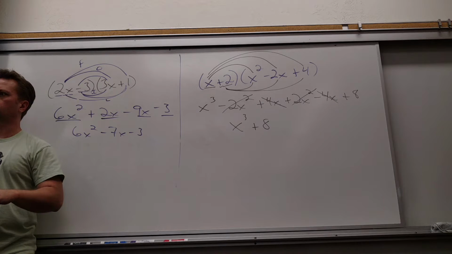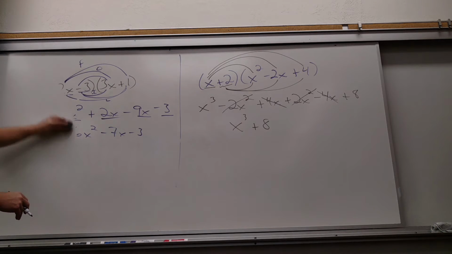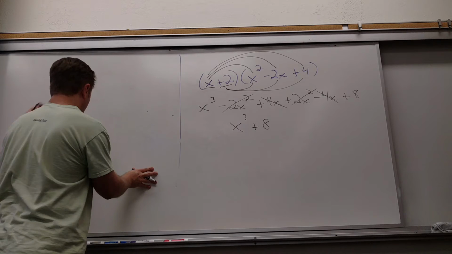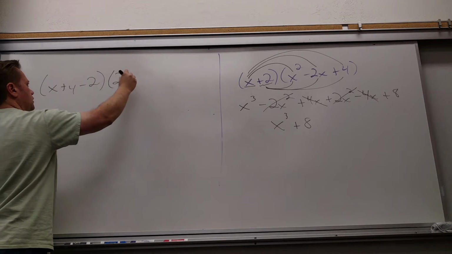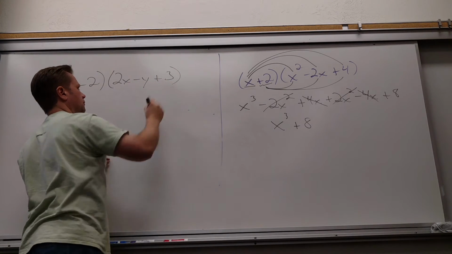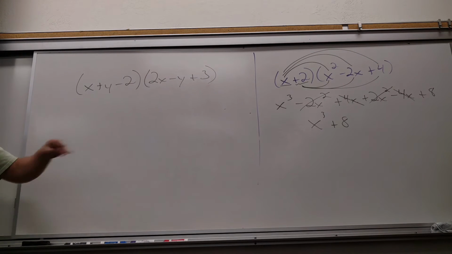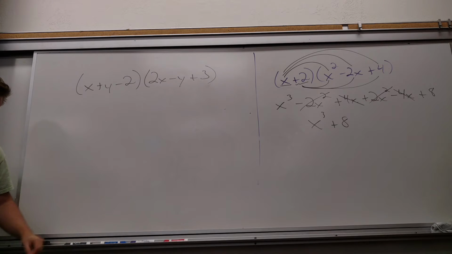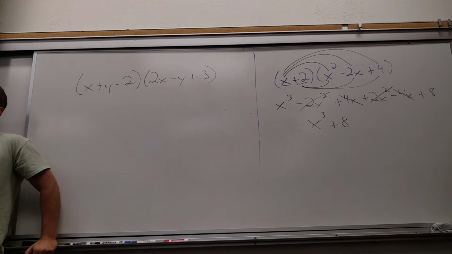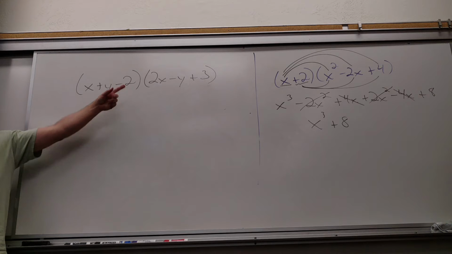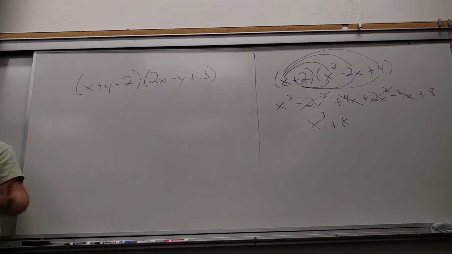Does it matter how many like terms I have in each side? How do you mean? Well, watch this. Okay, I think I know what you mean, and this is what I was going to do next. X plus y minus 2, times 2x minus y plus 3. Do that. I'll give you a minute. Doesn't matter how big it is. You just do the same thing. It doesn't matter how much stuff is in there.